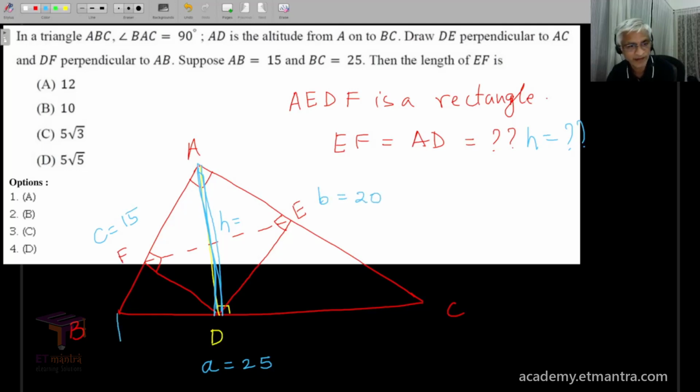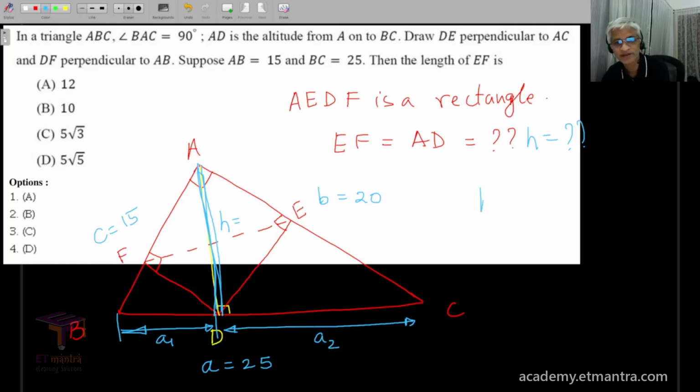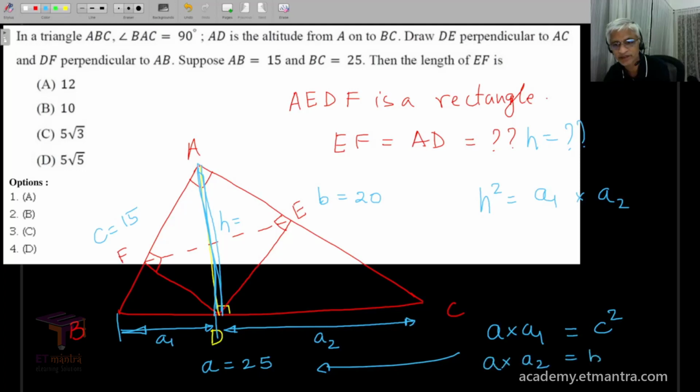Now, what are the standard formulae that we have been referring to? If this side we call A1, and the other side we call A2, then H square is equal to A1 into A2. Now there are formulae which also say that, please refer to the diagram here, A into A1 is equal to C square, and also, symmetrically, A into A2 is equal to B square.